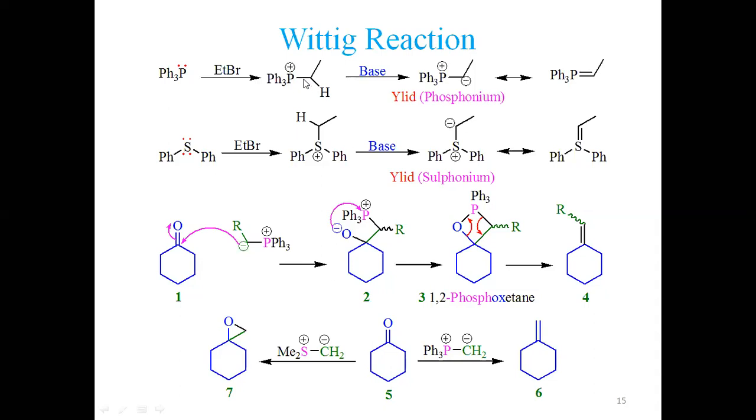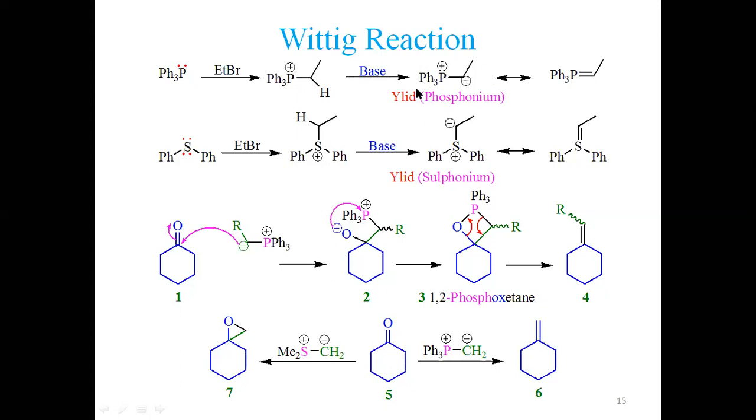Next, phosphorus now has a positive charge, because when phosphorus donates electron density to this carbon, it generates a positive charge. We react this with a strong base. The strong base is needed because this carbon, which is bonded with phosphorus, is highly positively charged and withdraws electron density to a very high extent. This hydrogen is very acidic. So the base picks up this proton, generating a negative charge at this carbon.